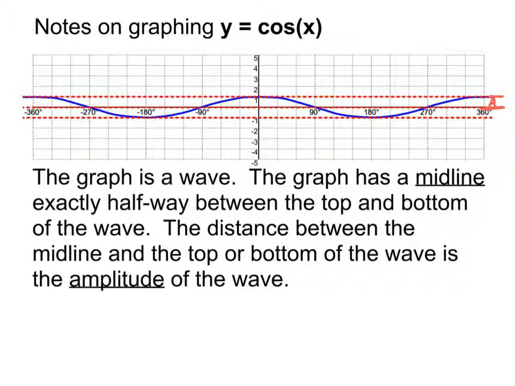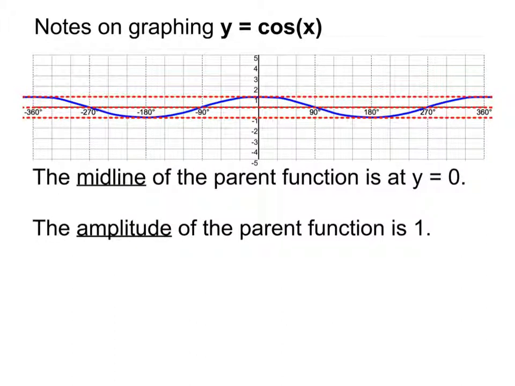So, new vocabulary, midline and amplitude. One other thing that's worth noting, in our parent function that we just graphed, notice your midline is at y equals 0. So by default, the midline is at 0. Your amplitude of your parent function, in other words, your default amplitude, the distance from that midline to the top or the bottom, is 1. And so if we don't change it, and we will be changing it at times, when it's not changed, those are the numbers you need to know as we go forward.